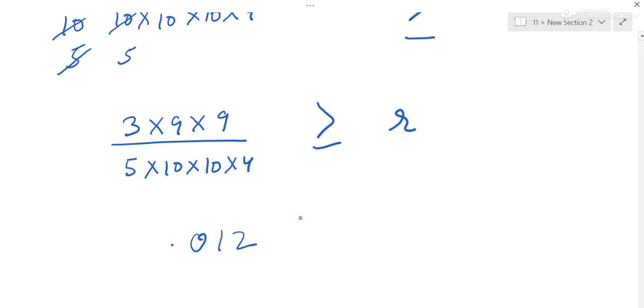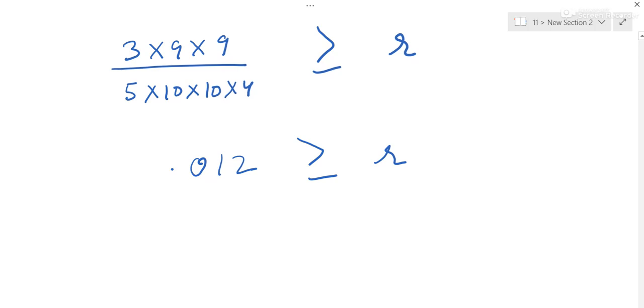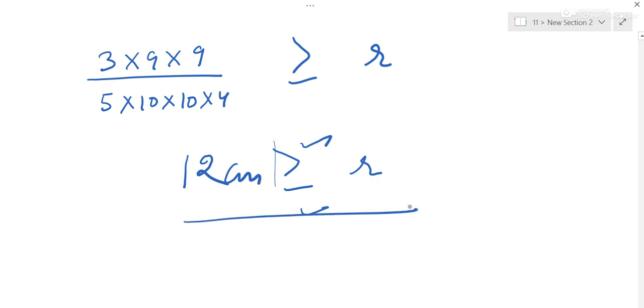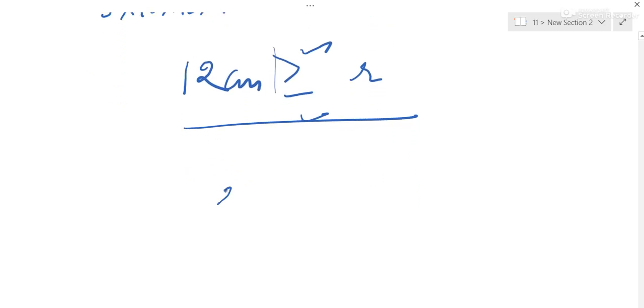So you can see this is coming as this much. I have divided, I have seen. So this is in meters. So convert that into centimeters. You will get that the radius should be less than or equal to 12 centimeters. For the coin not to fall down, the radius should be less than or equal to 12 centimeters.